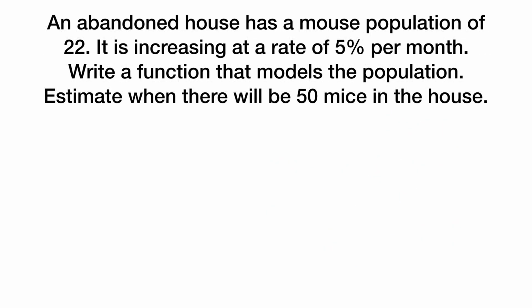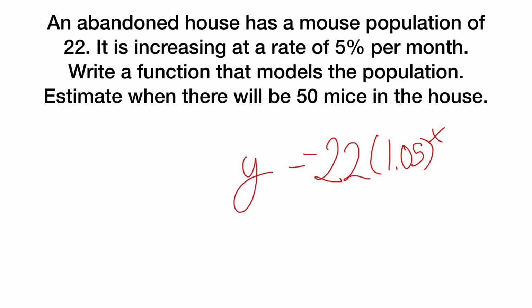All right, an abandoned house has a mouse problem of 22. It is increasing at a rate of 5% per month. So what we're going to do is write a function that models the population. Let's start with that. Our initial value is 22 times, in this case, 5% increase means 1.05. That's 5% more than 1 to the x power. And that's going to equal however many we have now. So in this case, we know it's actually going to equal 50.